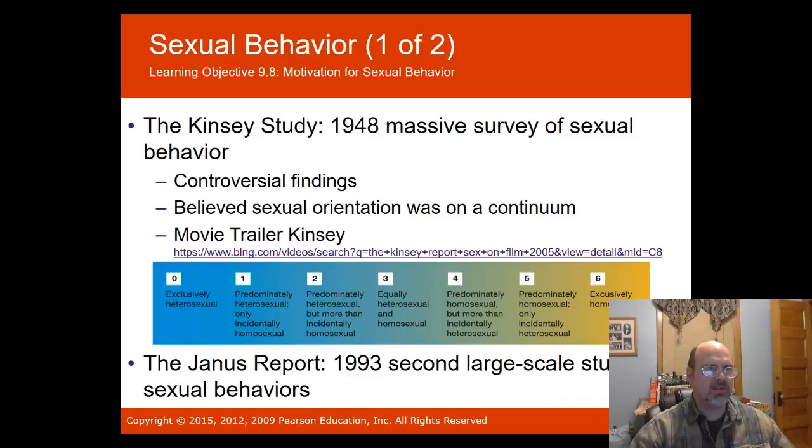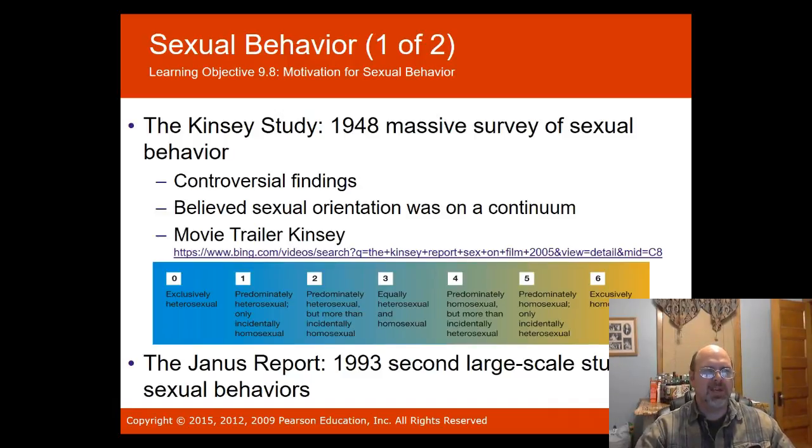Let's talk about sex. Baby, the Kinsey study, 1948. There was a massive survey of sexual behavior. He studied over 6,000 subjects. And the findings were controversial. Shocking, as a matter of fact. 37% of males reported having at least one homosexual experience. 10% of males and 6% of females reported high on the homosexual orientation scale.